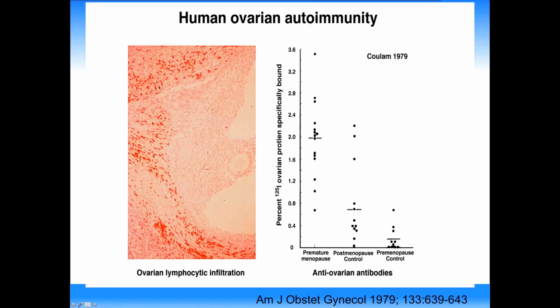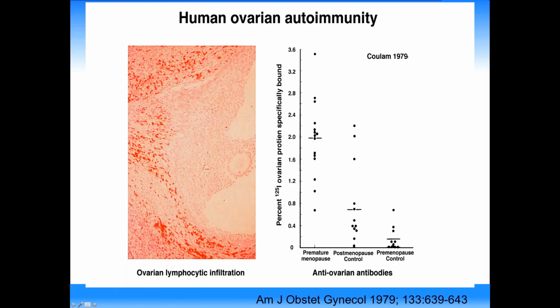And it turns out there is such an entity as human ovarian autoimmunity. Here's the oocyte, here's granulosa cells, here's the theca, and these reddish-brown stained cells are all lymphocytes invading the theca of this ovary. That's ovarian lymphocytic oophoritis, also known as lymphocytic oophoritis.